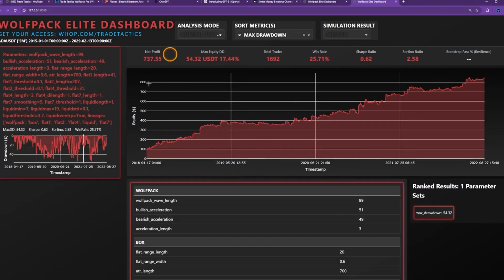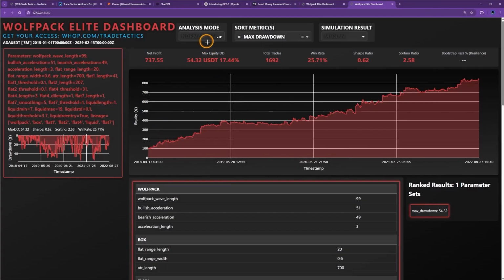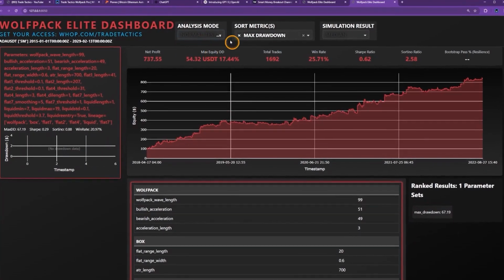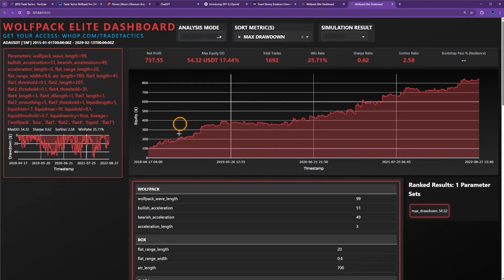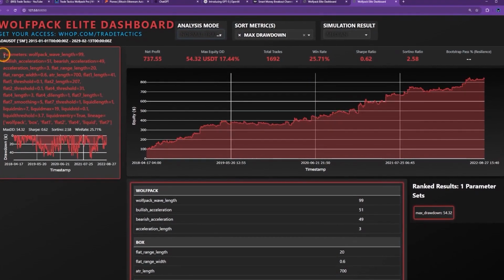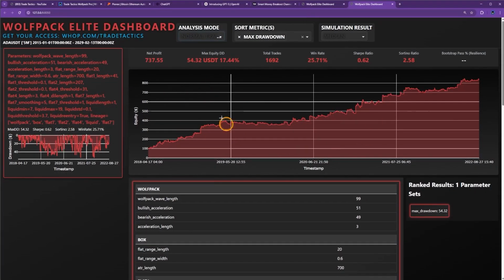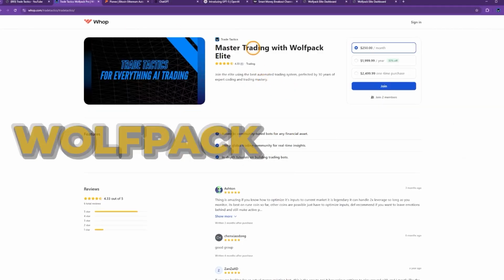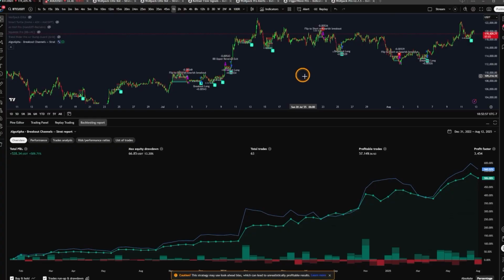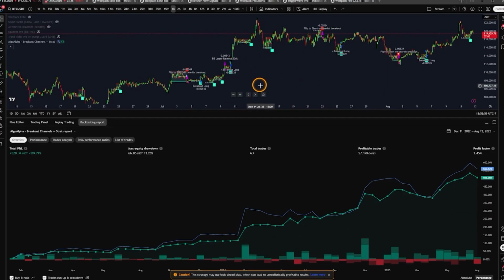This is the Python dashboard that I've set up for the system to robustness test it automatically, so it puts it through various stress tests to ensure that it holds up. This one, for example, is on the Cardano 5-minute chart, and it spit out parameters automatically for me so that I can just plug them directly into TradingView and set it up. So these are the settings that I share in my Discord, and that's connected to the Wolfpack Elite trading system here. So I always say these systems can work if you put in the effort to robustness test them.